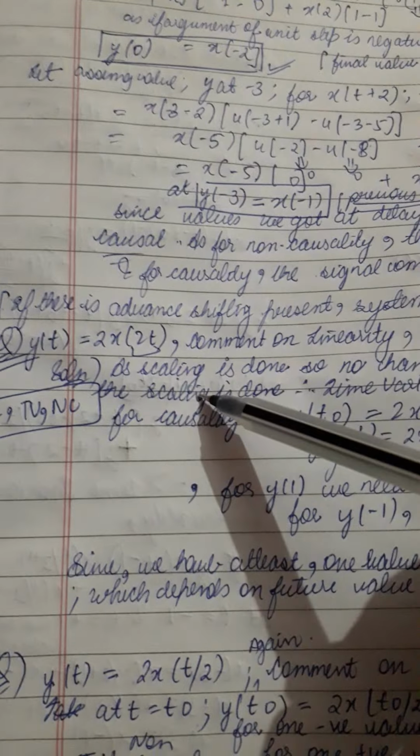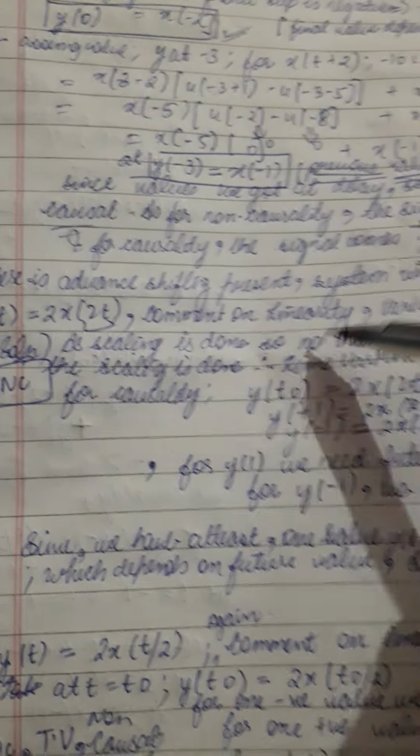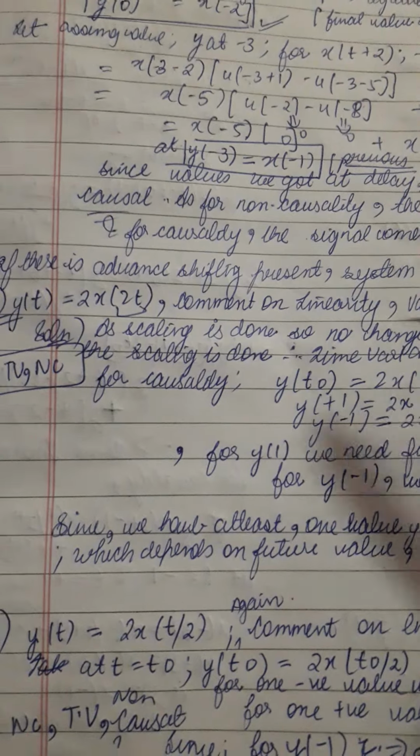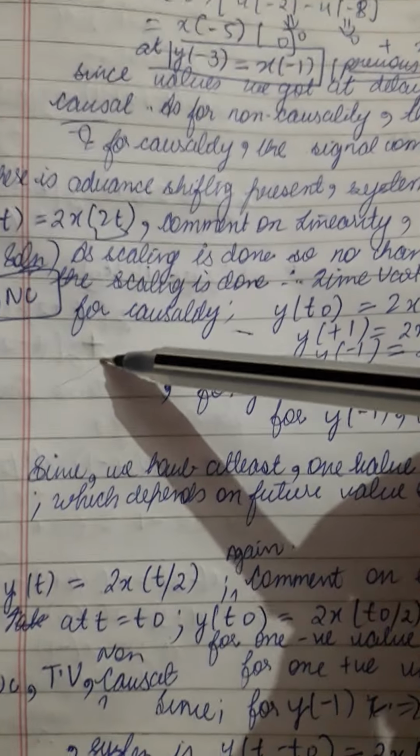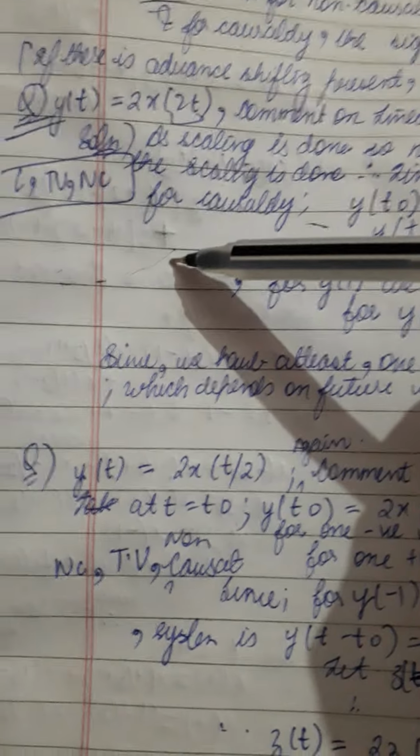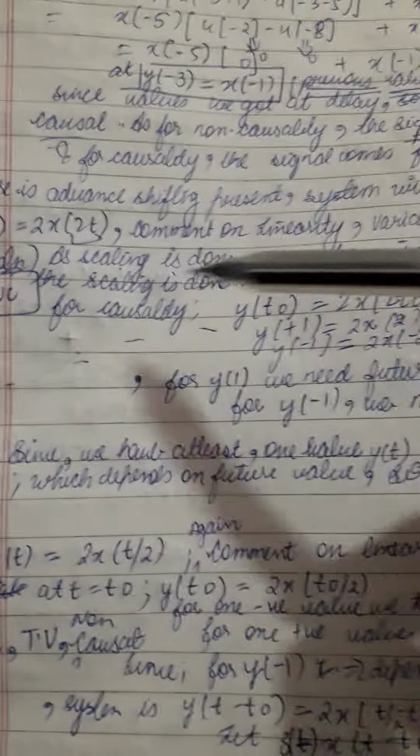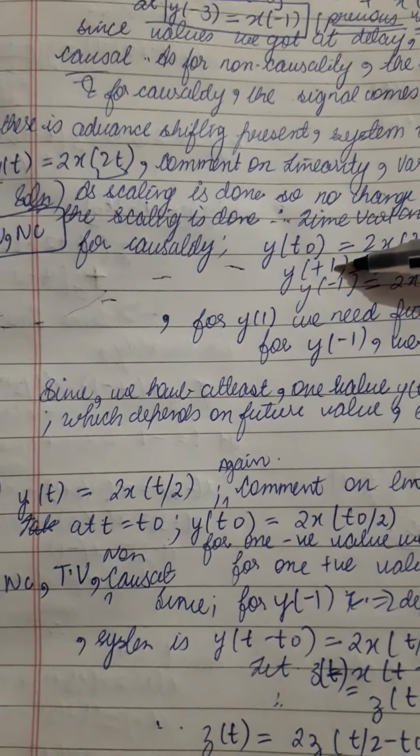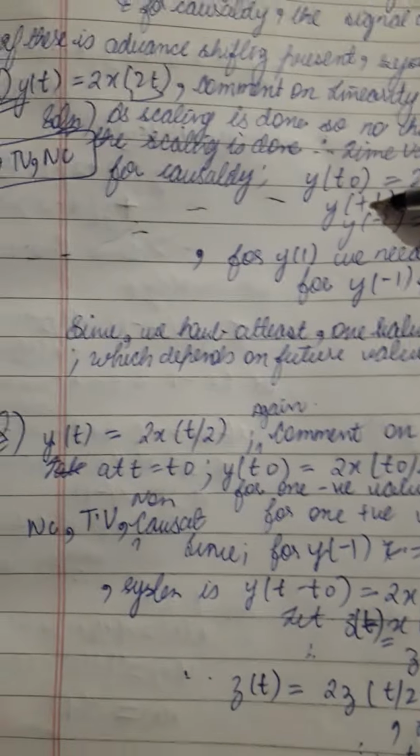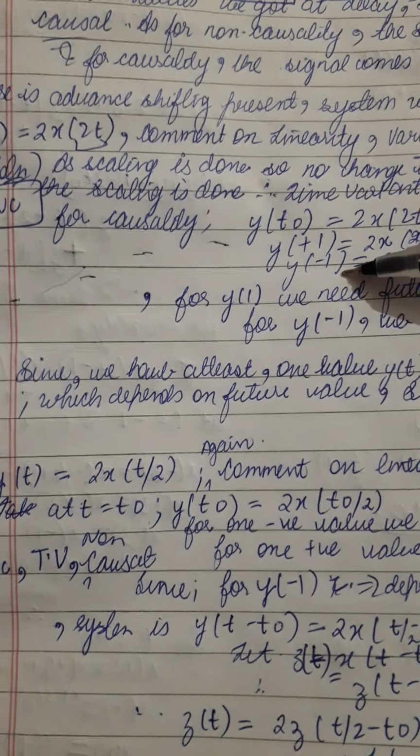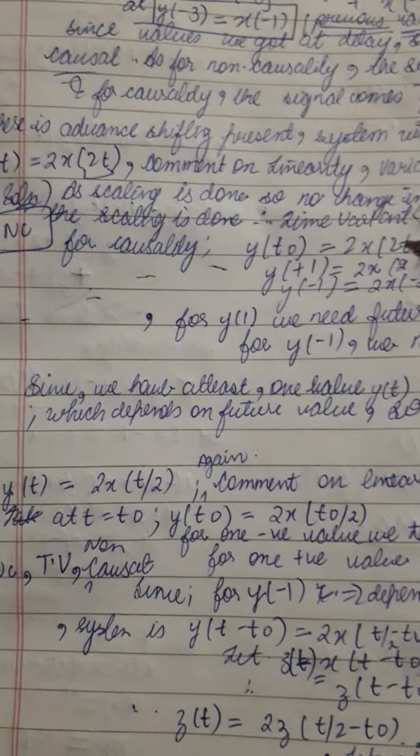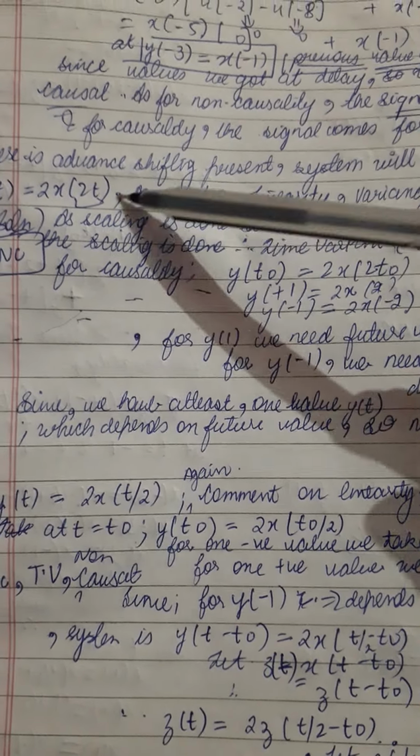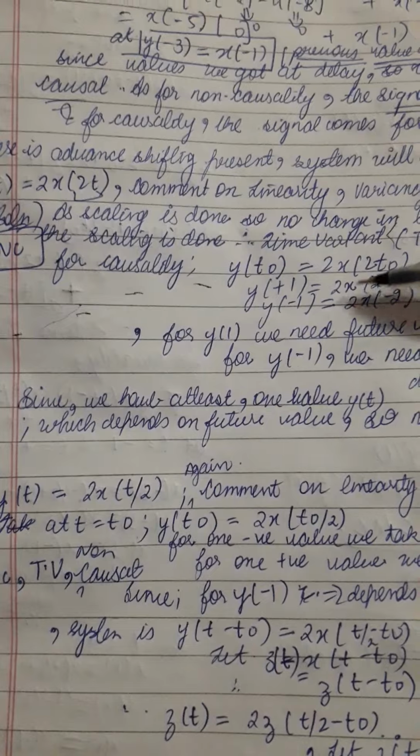Hello everyone. Now, coming to this question, y(t) = 2x(t), you need to comment on the linearity, variancy and the causality of the signal. I've already calculated it, and now I'm going to explain it. At t = t0, firstly we are checking whether the system is causal or not. For the first process that I have explained, it is of the causality. So at t = t0, we get 2x(t0).